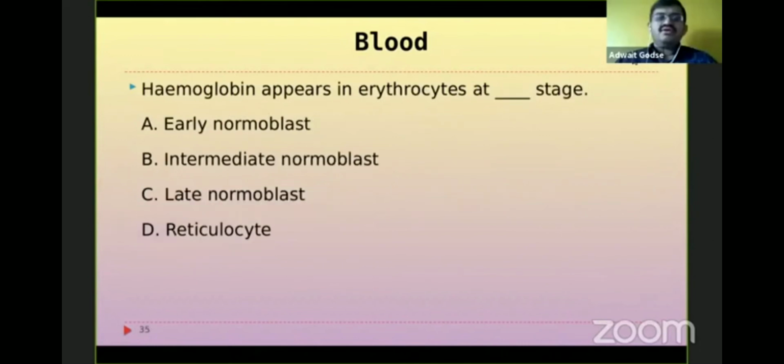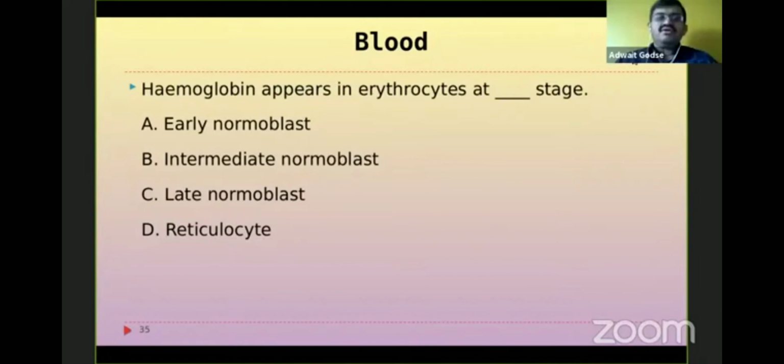Next question. A very, very favorite Viva question, very favorite multiple choice question. Hemoglobin appears in erythrocytes at what stage of erythropoiesis? So, the answer here is intermediate normoblast stage. It appears, okay. Please remember this. What is the significance of reticulocyte? Reticulocyte stage is the stage at which RBCs enter circulation. So normally you will find reticulocytes along with erythrocytes in circulation.